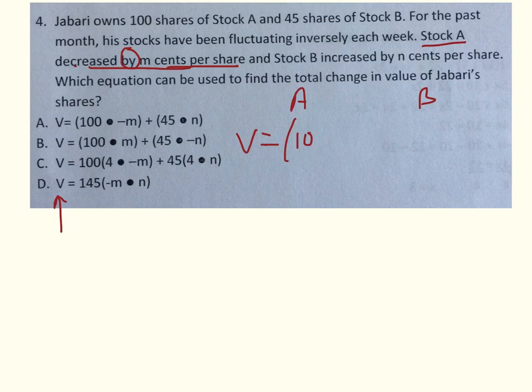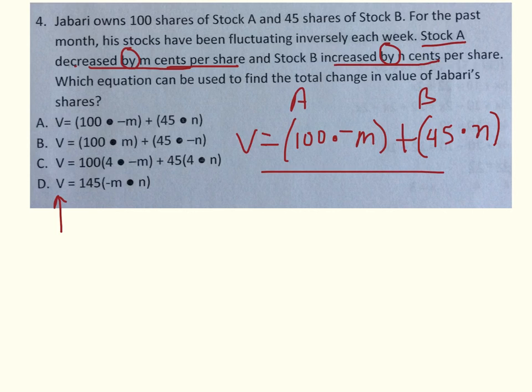Well, if you have 100 shares and you multiply each one of them by a negative M, which corresponds to decreased by M cents per share, and then you also have your stock B, and you have 45 of them, but they are increasing by N cents. So again, the word by implies multiplying. So we're going to multiply each of those 45 shares times a positive N. Well, what we have to do is we're going to add those two stocks together. And in doing so, the only one that looks like our equation is A.